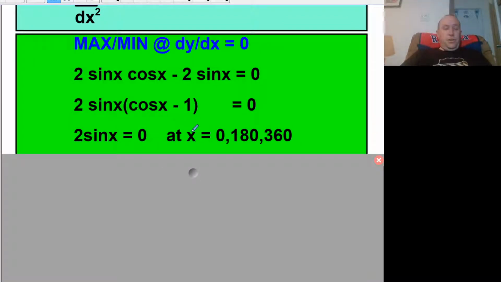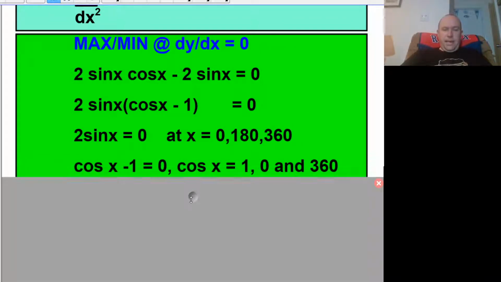And you can actually just look at the graph for that one. You should find it's at 0, 180, and 360. In the question, I think it says we don't include 360, but we're going to eliminate that in a second. Cosine x minus 1 is 0. Bring the 1 to the other side. Cosine x equals 1. And if you look at the picture, it's 0 and 360.